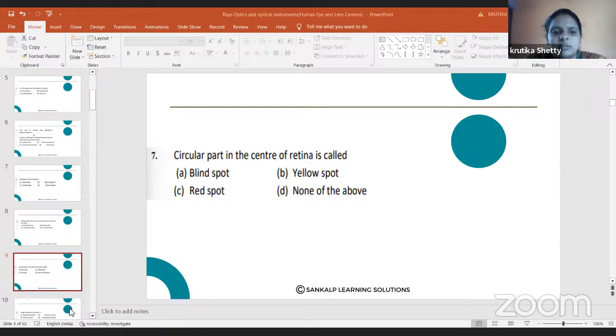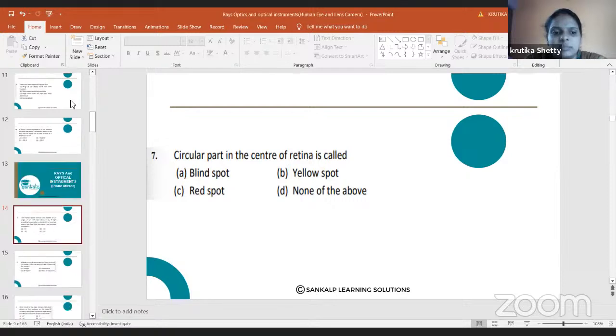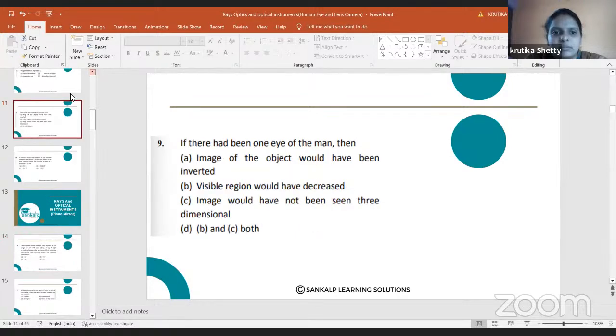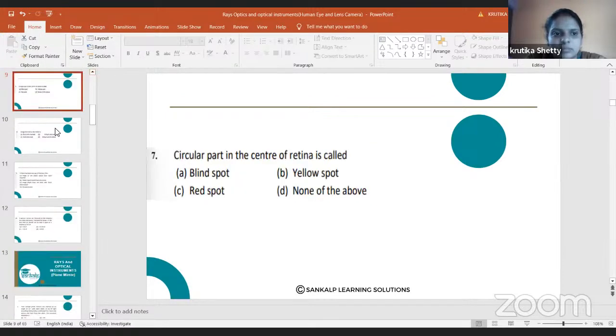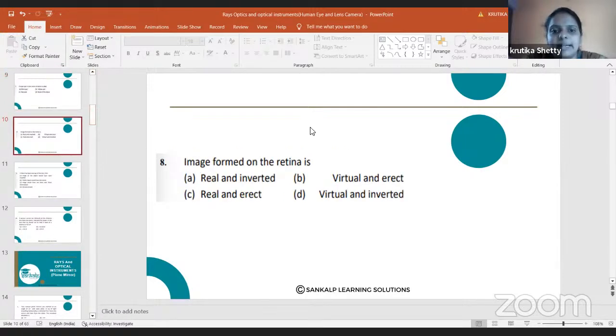Next question. Okay, this is your next question. The image formed on the retina is. So what is the nature of the image which is formed on the retina? Real and inverted, virtual and erect, real and erect, virtual and inverted. The image formed on the retina, it is always, yes. A, D, yes. What is the answer? It is Damini, yes, correct. That is A, it is always real and inverted.